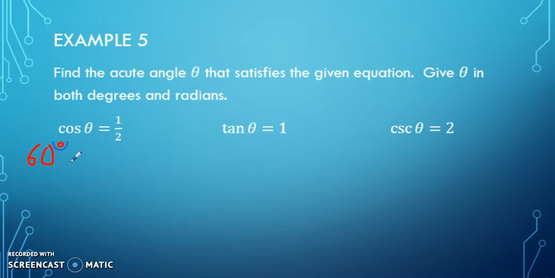And then you'll also want to convert that into radian measurement. So you're going to multiply by pi over 180. That's our conversion fact for radians to degrees. And that lets the degrees cancel out. If you simplify 60 over 180, then you'll have pi over 3. So those are the two answers, 60 degrees and pi over 3.